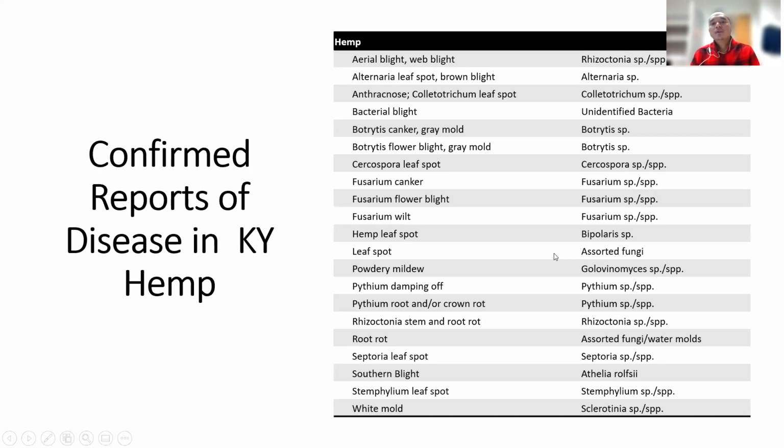So these are some of the diseases on hemp that have been reported in hemp fields in Kentucky. I'm not going to be talking about all of them today. I might be able to talk about some of the most important diseases on leaves, stem, and root, and also some plant pathogens that can cause canker, blight, or wilt on hemp.